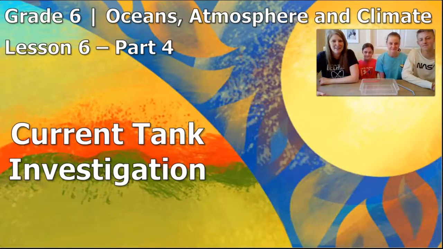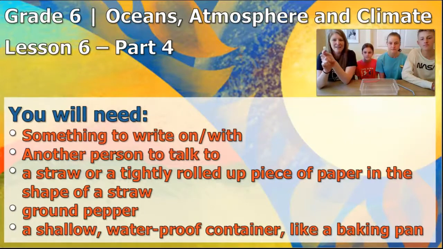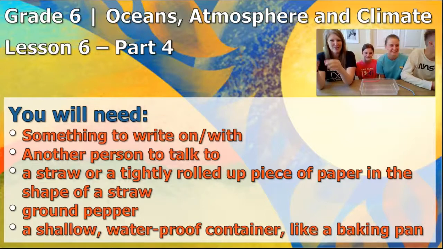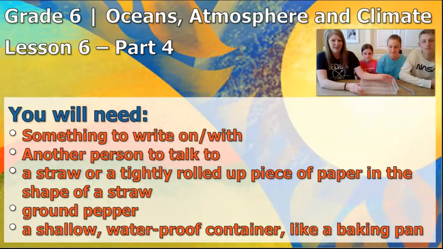Okay, so to be successful, you're going to need a couple of things. You'll need to have something to write on, something to write with, someone to talk to, and you can also gather a few materials around your house for this activity, which is a straw. If you don't have a straw, you can tightly roll up a piece of paper and use it just like you would a straw. And then you also need ground pepper and a shallow waterproof container like a baking pan, or we have a rectangular plastic tray. Anything like that would work just great.